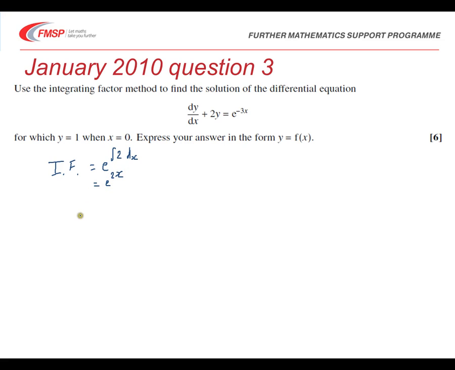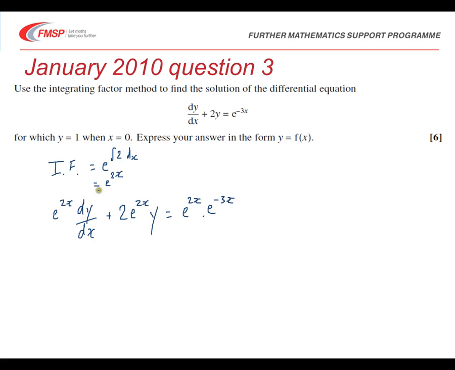So now we can apply our integrating factor, in other words multiply by this e to the 2x, and we get e to the 2x times by dy by dx plus 2e to the 2x y is equal to e to the 2x times by e to the minus 3x.